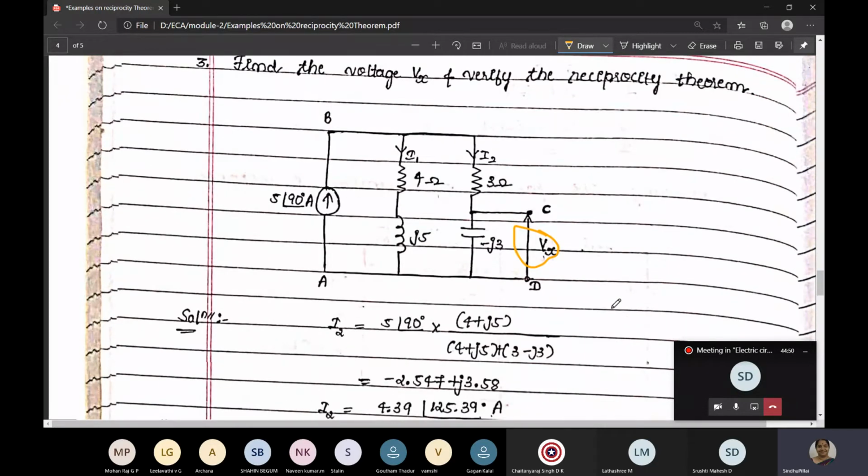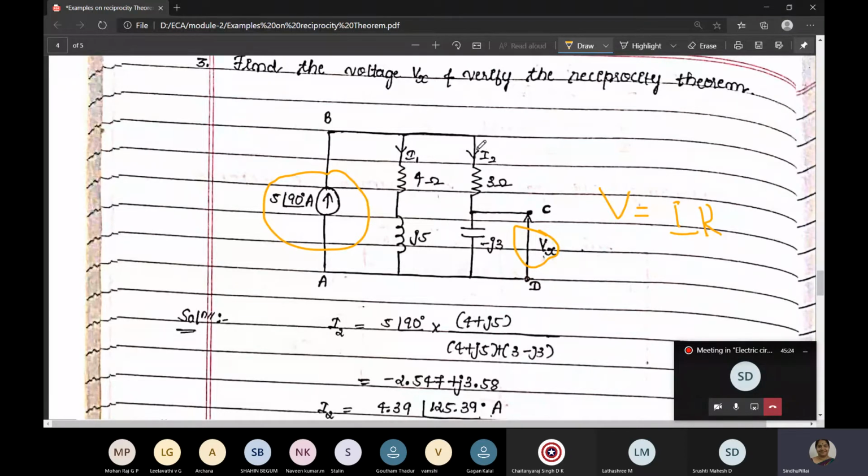See here, one important concept is they have given a current source. We have a current source here and there are branches here. Since I want the voltage in this branch CD, how can I get it? What is the formula? V is equal to I into R. If R is given, R is minus j3. So if I know the current in this branch, that current into resistance will give me the voltage.